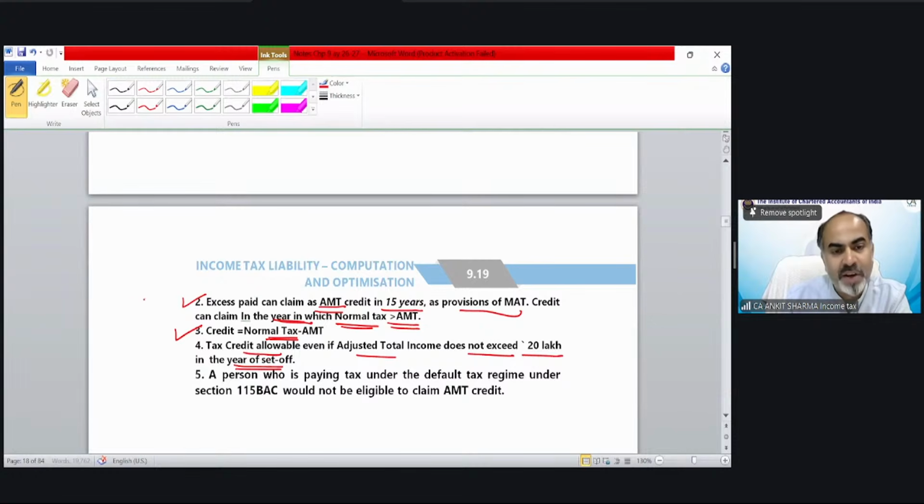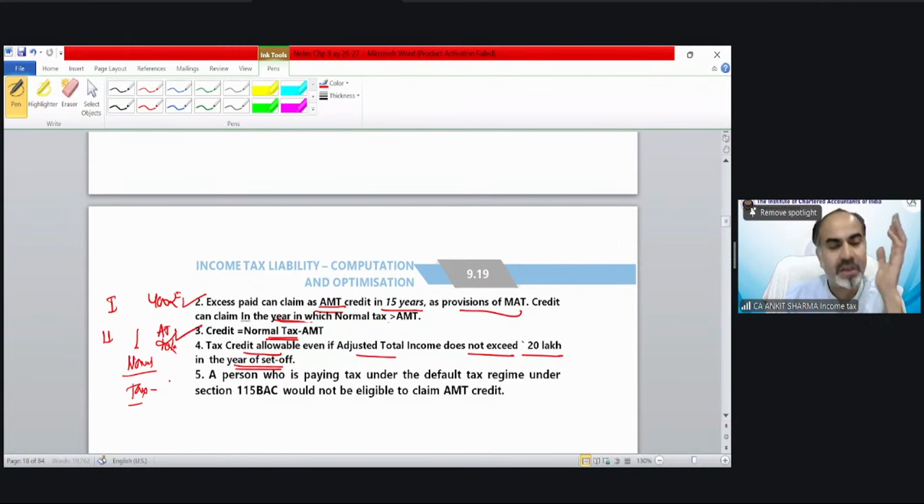So suppose you have a credit of 400 rupees in year 1. In year 2, suppose adjusted total income is only 10 lakh. So AMT is not applicable, normal provisions are applicable only. So even if AMT is not applicable, whatever your tax, you can claim the credit out of it. If adjusted total income does not exceed 20 lakh, that means your AMT liability would be 0. So higher would be normal tax, and the full difference credit you can utilize in the next year.